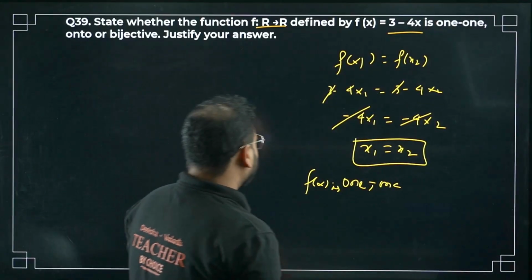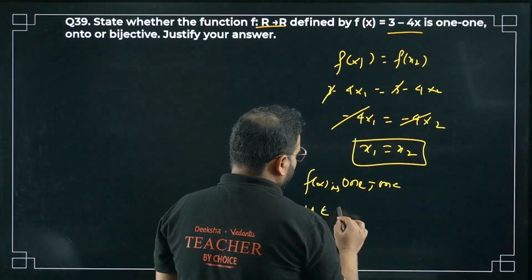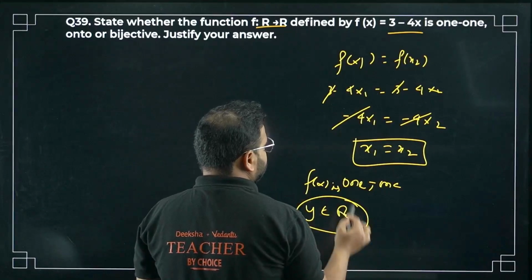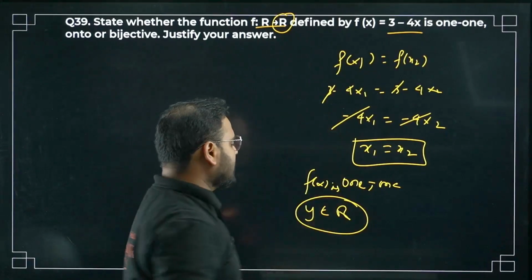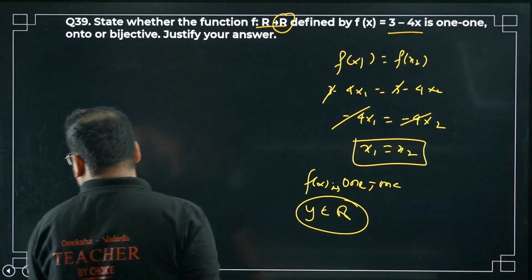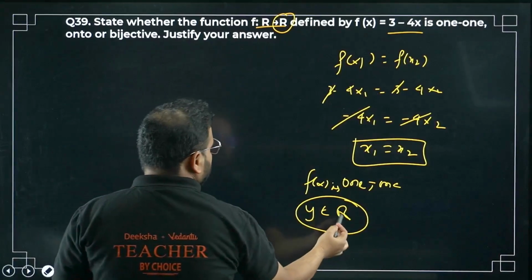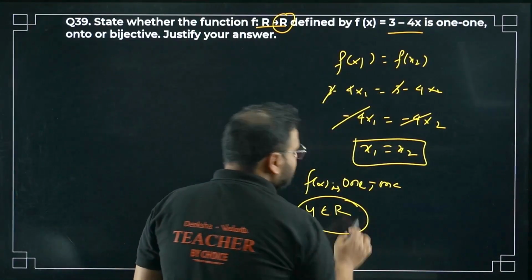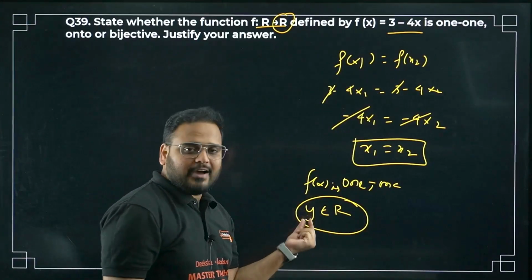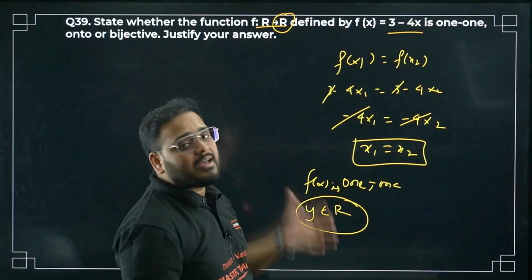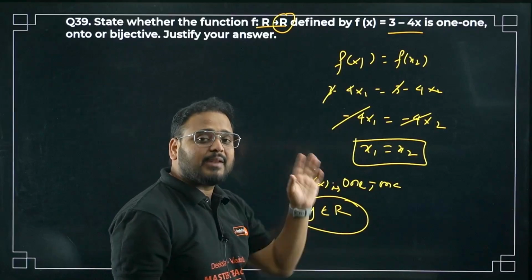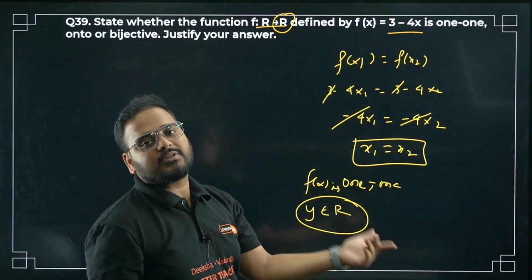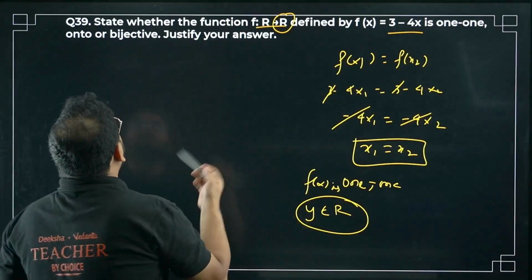What about onto? Let's take any y from this codomain, any real number. Codomain is real numbers, no? So I'm taking any y from the codomain R. I'm going to check the x value with respect to that. What I'm trying to say is, I'll take any y value from the real number set, which is the codomain, and find the x value with respect to that. If I can prove that x is also real, it's going to be an onto function.